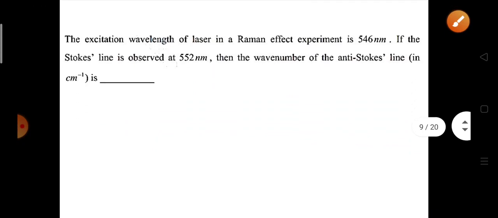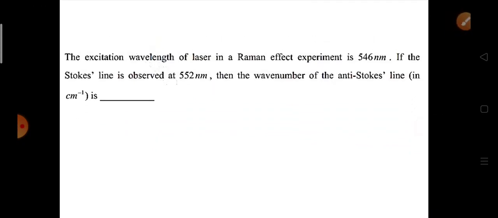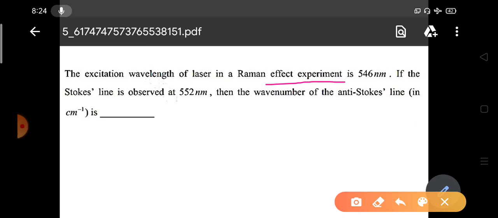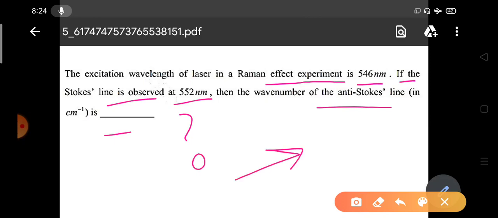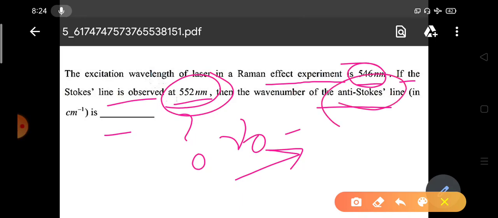Now come to the next question. The excitation wavelength of the laser in a Raman effect experiment is 546 nanometer. If the Stokes line is observed at 552 nanometer, then what is the wave number of the anti-Stokes line? So there is a Raman experiment, the excitation wavelength, lambda naught, is 546 nanometer, the Stokes line is observed at 552, and you have to find the wave number for the anti-Stokes line.